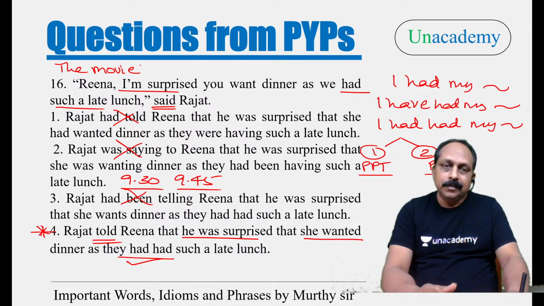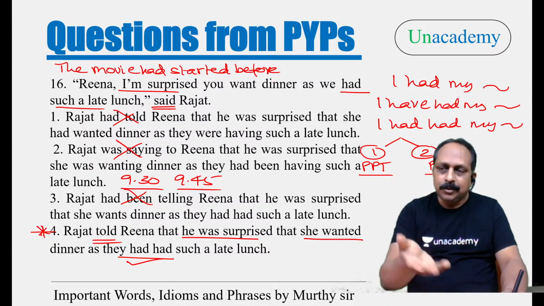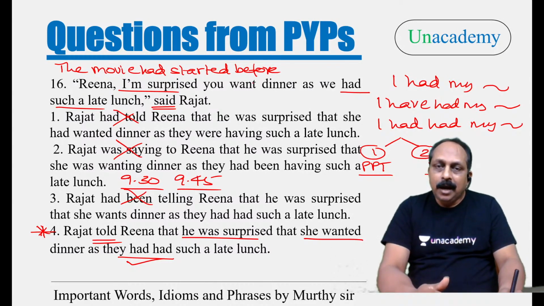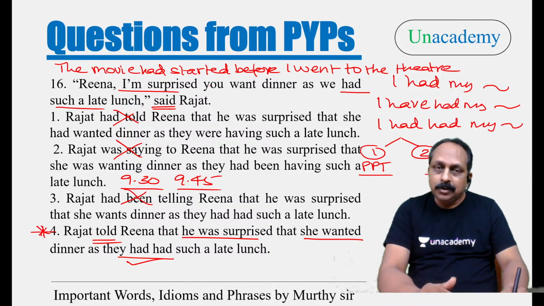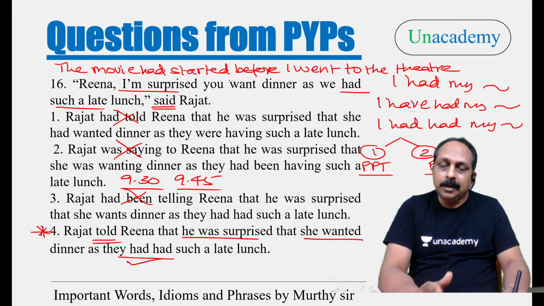The movie had started. We use a conjunction before. There are four conjunctions, but usually before. The movie had started before I went to the theater. For the same idea, you can also say the movie had started by the time I went to the theater.